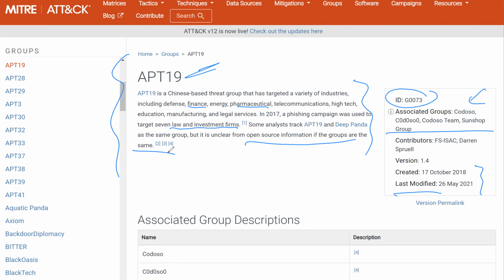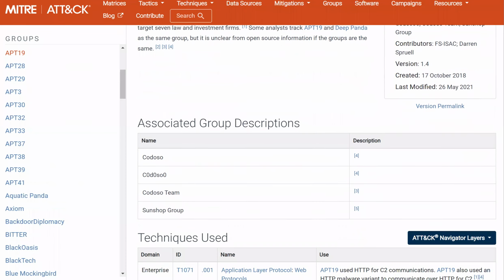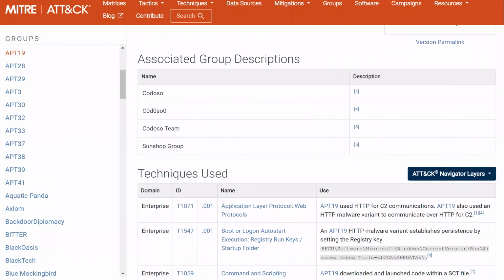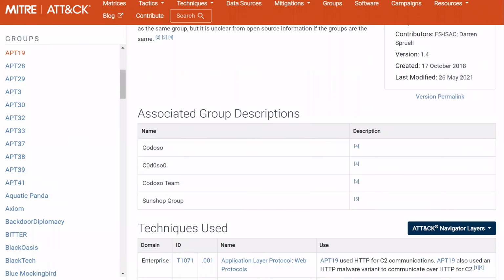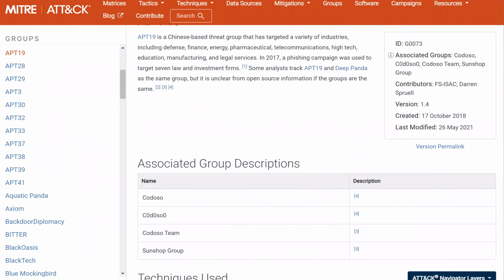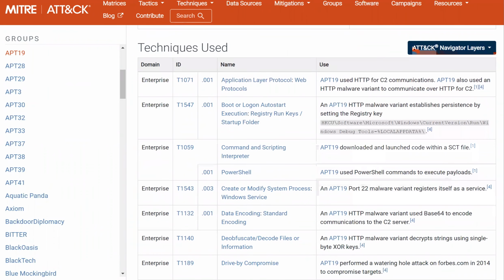Okay, that's cool. So let me just get rid of all the lines there and go back to the mouse. And you can start to see that they've been grouped through common descriptions here. So they can operate through Sunshop Group or Codoso, and then they fall in under the APT19 group. And then you can start to drill into some of the techniques that have been used.